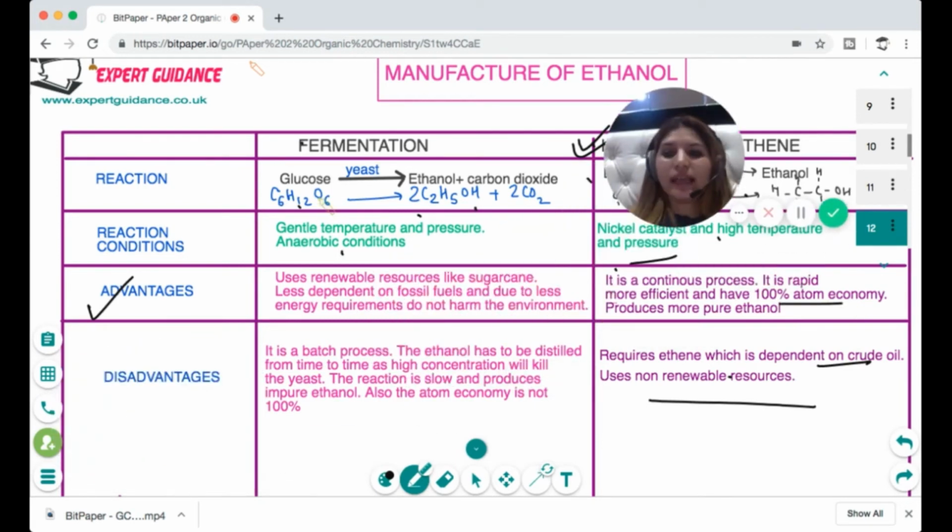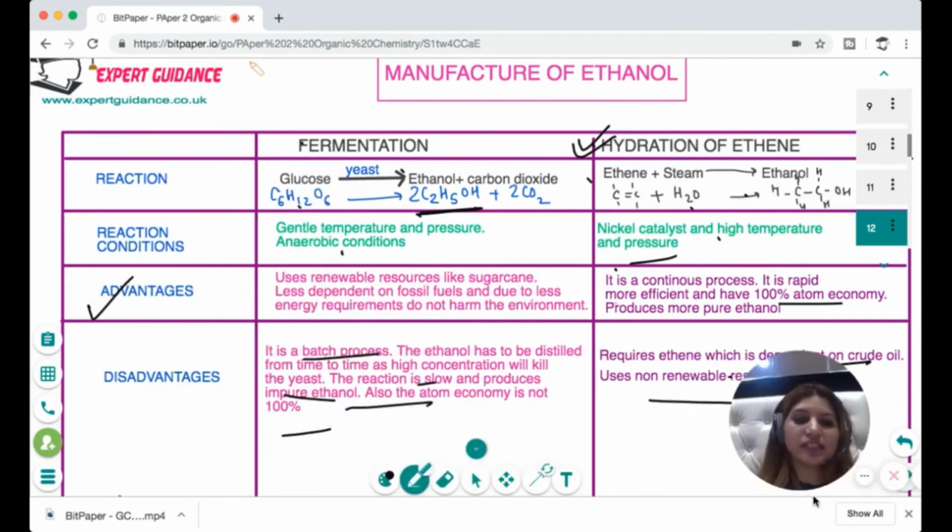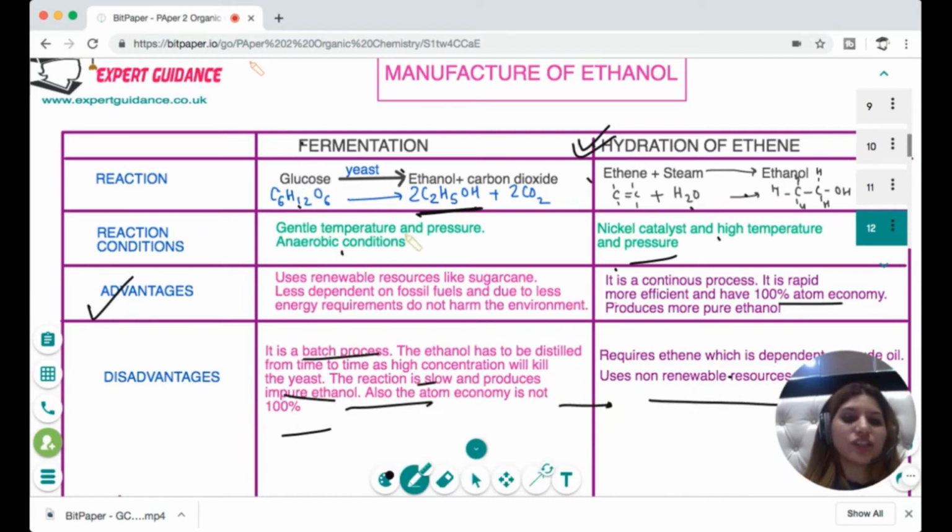On the other hand, fermentation is a batch process. You cannot make the reaction go on because as soon as the alcohol concentration increases, it will kill the yeast. So you need to make a certain quantity of alcohol and distill off and then do the reaction again. So the reaction is slow, produces impure ethanol, and the atom economy is not 100%. So both of these processes have their own advantages and disadvantages, and in the exam they'll ask you to explain both the methods, and you have to explain the reaction conditions, advantages and disadvantages.